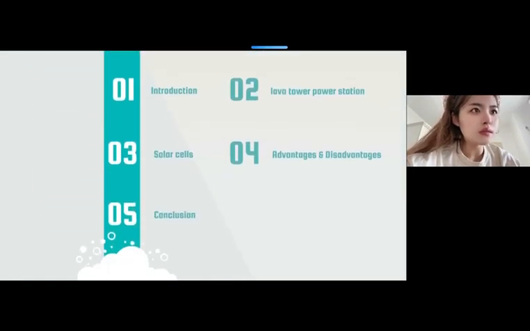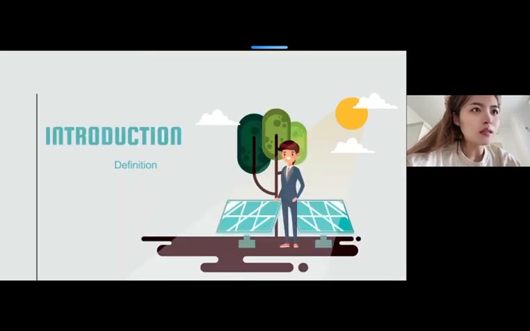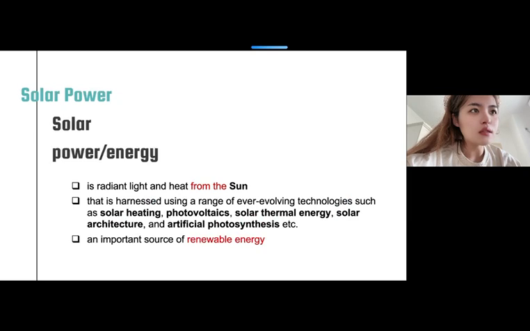We will use some examples to discuss this topic by explaining the improvement process. Now let me introduce: solar energy is radiation and heat from the sun, utilized through a series of continuously developing technologies such as solar heating, photovoltaic solar buildings, and so on. Most importantly, solar energy is an important source of renewable energy.